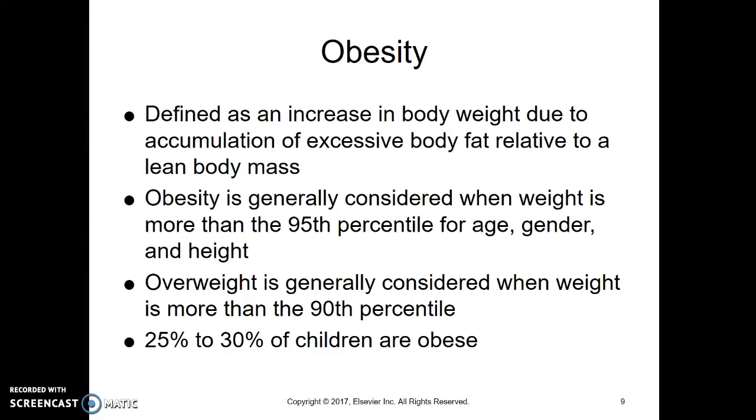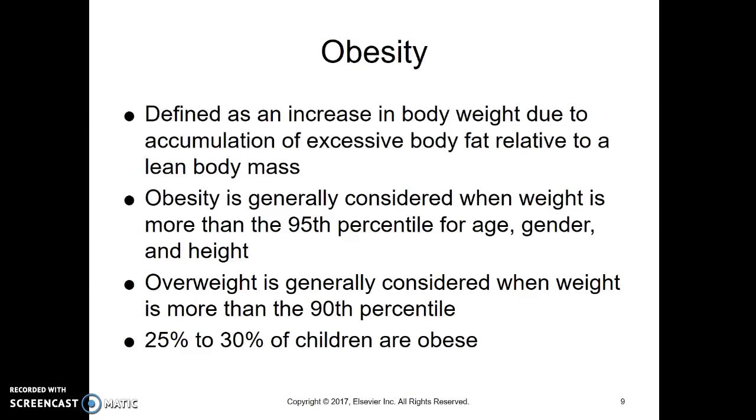This is Chapter 16, Health Problems of School-Age Children and Adolescents, Part 2, and now we're going to talk about obesity. Obesity is defined as an increase in body weight due to the accumulation of excessive body fat, and it's generally considered obesity when you're at the 95th percentile or above for age and gender and height.